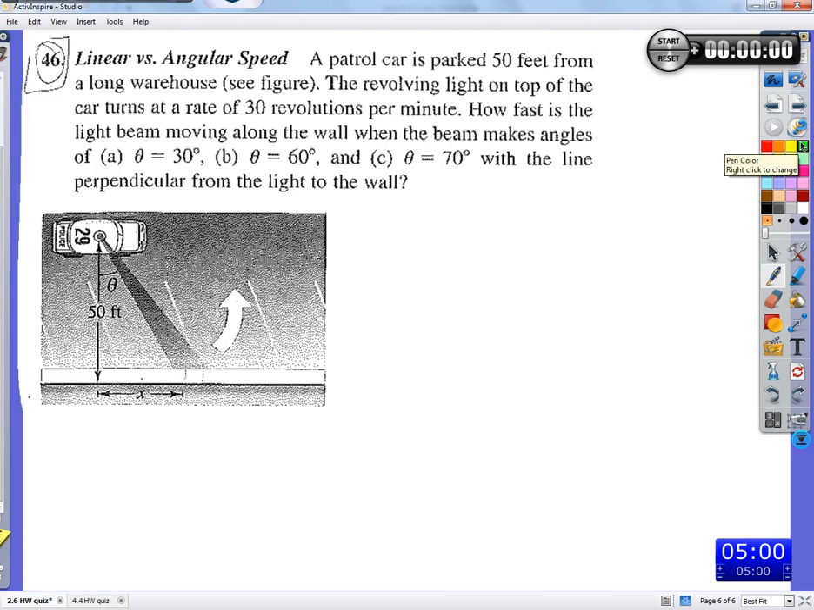So the patrol car is parked 50 feet. Okay, so it marks that for us, 50 feet along the warehouse. Why? What do you see? There was a drug deal. Kendra and Josie were out there.